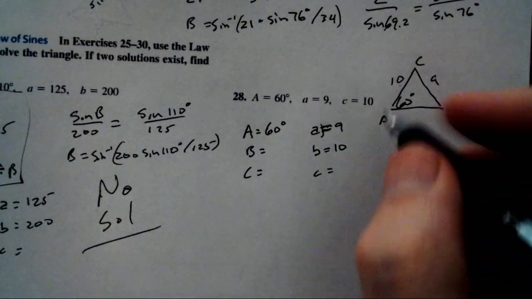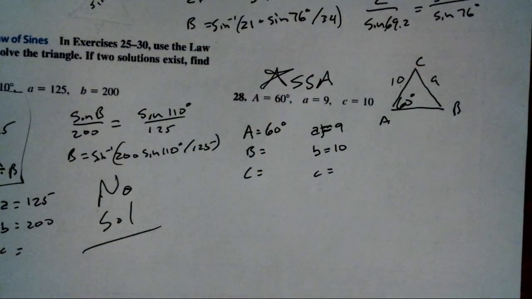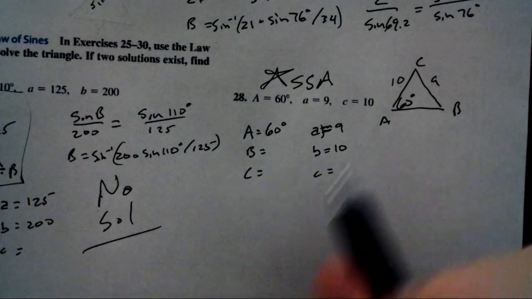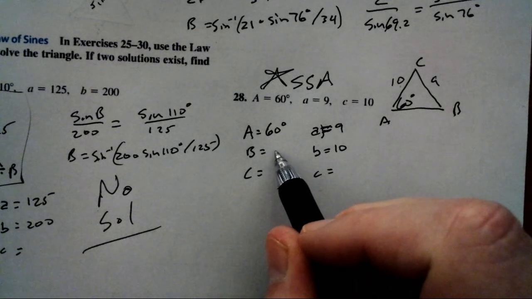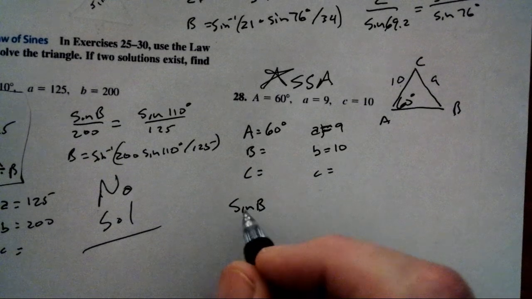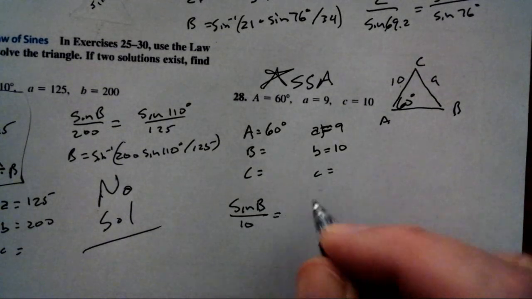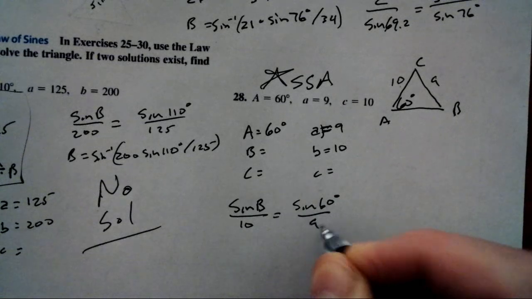So this is a side-side angle problem. Maybe law of sines will lie to me and there's really two solutions. All right, let's take a look here. The only choice I have is to find angle B. So sine of B on 10 equals sine of 60 degrees on 9.